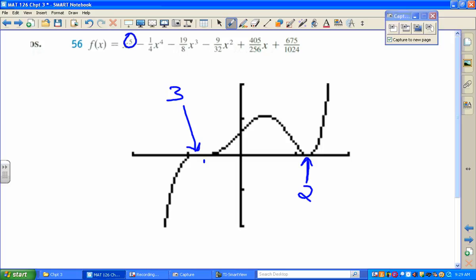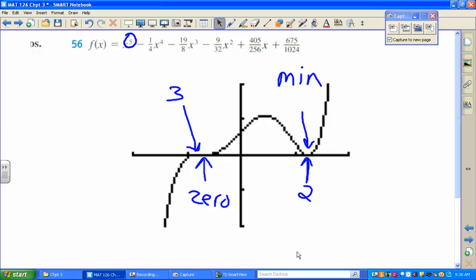What strategy on the calculator can I use to find this one? What button can I use under second calculate? I can use second calculate zero. On this one, where it's multiplicity of 2, what can I use to find that one? You can guess and check with value. What else could you use? What's that look like to you? All right, with the vertex down there, or using the minimum feature on your calculator. That's under second calculate minimum.